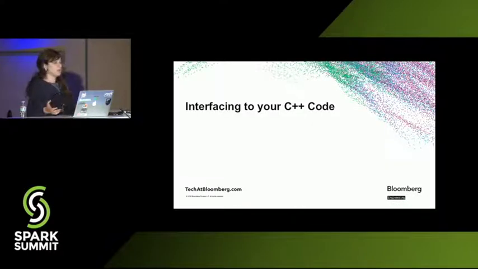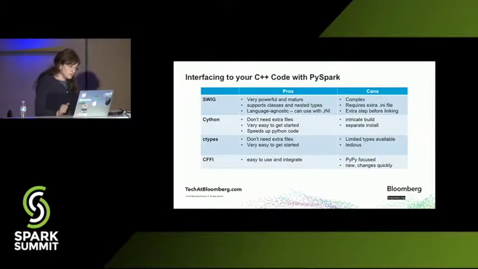So how would you interface to your C++ code? In general, when you're interfacing between C++ and Python, you have a list of options. One of those options is SWIG. SWIG is really powerful and mature. It's an interface that actually supports nested types and classes, and it's language agnostic. You can actually write interfaces to your C++ code to Python as well as Java or other languages.